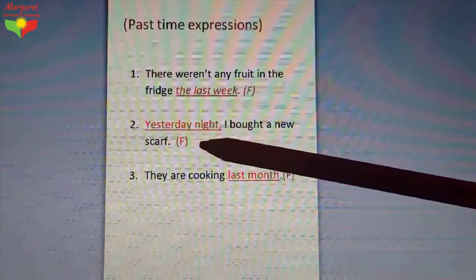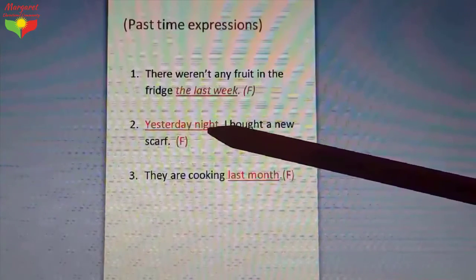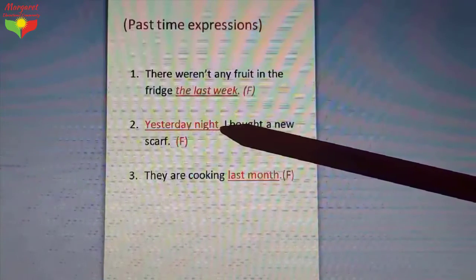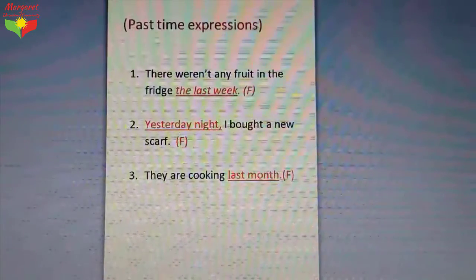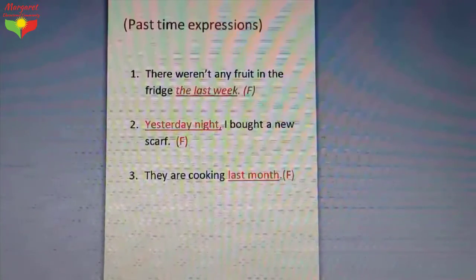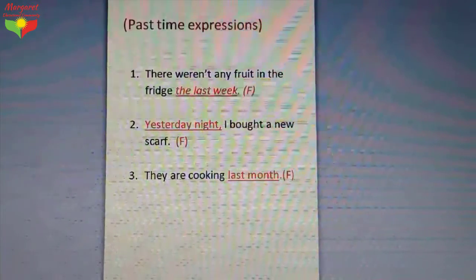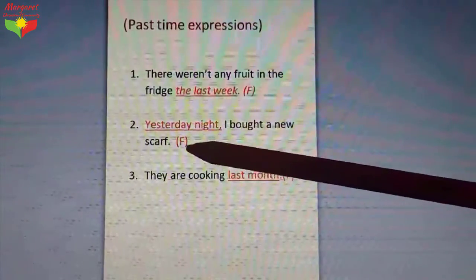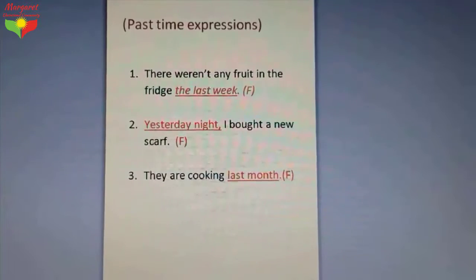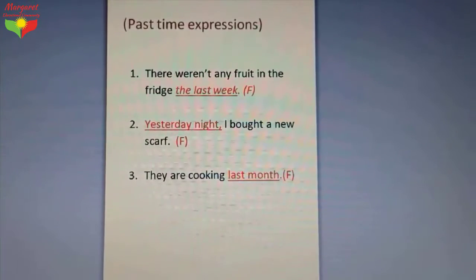Yesterday night, what is false with this? Yesterday night, there's a comma. I think it's not false. Do you agree with me, students? Nope, it is false. Because I told you, we can't say yesterday night. We can say yesterday morning, yesterday afternoon, yesterday evening, but never ever can we say yesterday night. So instead of that, you have to say last night.